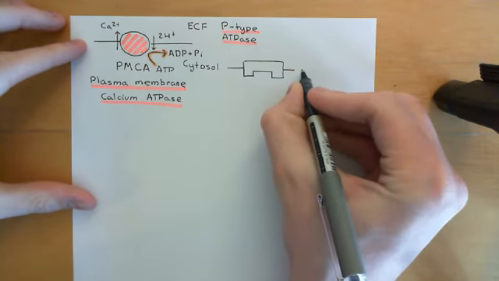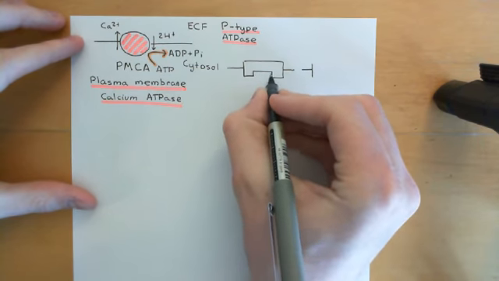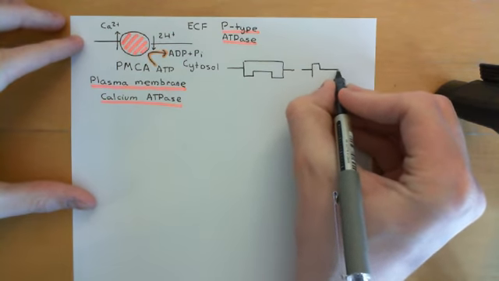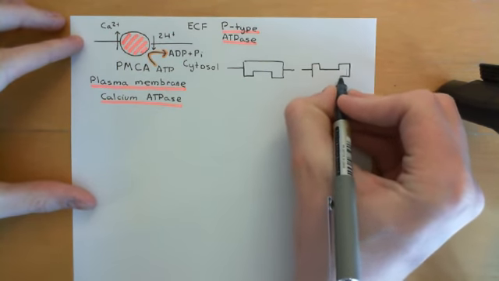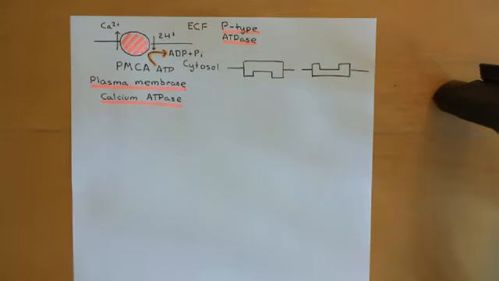So basically PMCA can have two states. One of them is an inwardly facing state. Here the binding site is facing into the cytoplasm of the cell. And the other state that PMCA can be in is an outwardly facing state, where the binding site is facing the outside of the cell. This isn't just for PMCA, this isn't just for P-type ATPases, this is for all transporters. This is a very general principle that they have these two states, an inwardly facing state facing the cytoplasm and an outwardly facing state facing the extracellular fluid.